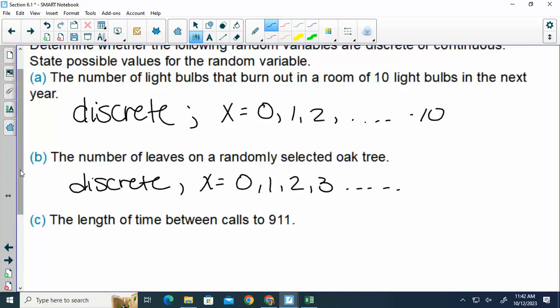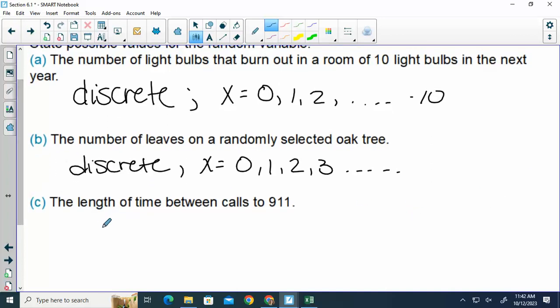C, the length of time between calls to 911. That would be continuous. What kind of answers could we get? Any decimal, as long as it's positive, right? So anything, can we just say bigger than 0?